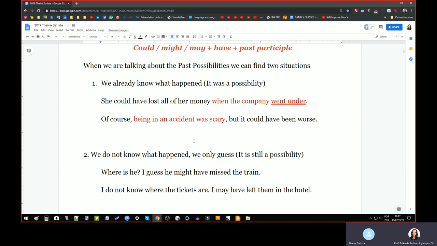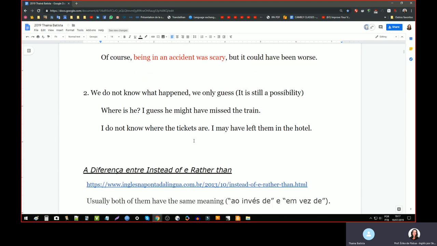Could have been worse, yes. Okay, and the second situation? The second situation is when we don't know what happened, we only guess. So this is still a possibility. Yes. Where is he? I guess he might have missed the train.